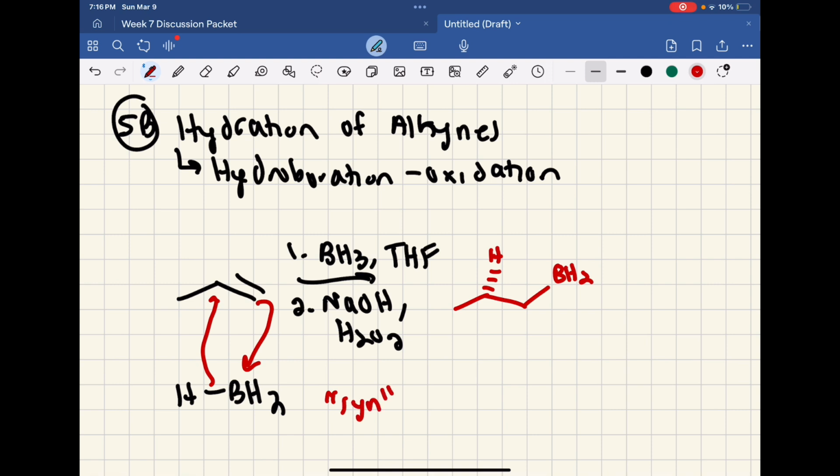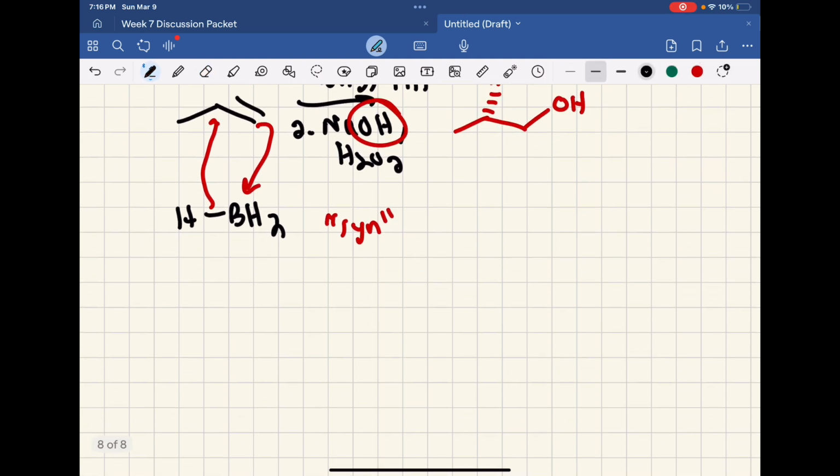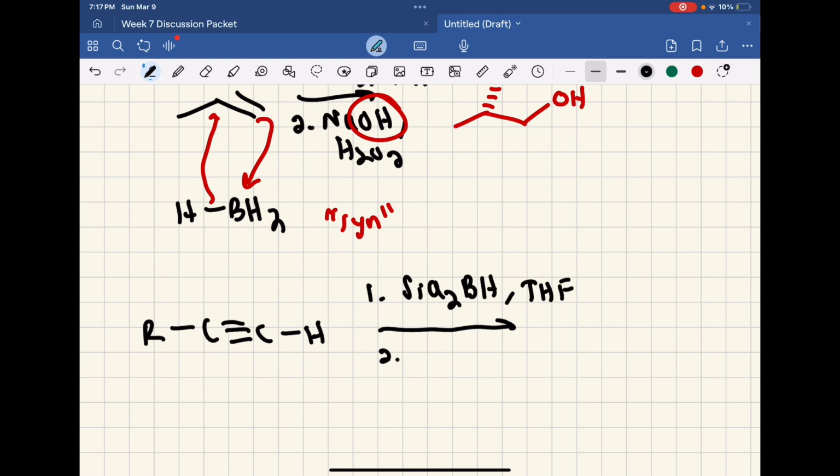The same thing for step 2, sodium hydroxide and hydrogen peroxide. We don't teach the mechanism, but you can imagine that it just erases the BH2. It's a source of OH, and that was our rationale for anti-Markovnikov hydroboration conditions for alkenes. You can imagine we have the same situation happening with alkynes, with a slightly different reagent but still the same principles. So if I had a generic terminal alkyne, the new reagent here is going to be disiamylborane, which you might see as Sia2BH, same inert solvent as before, and then for step 2, same sodium hydroxide and hydrogen peroxide.